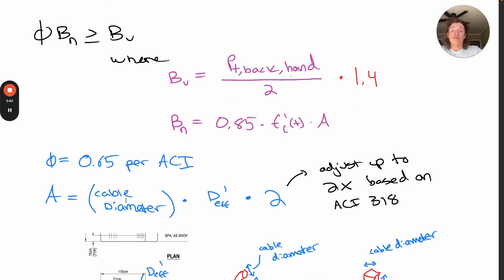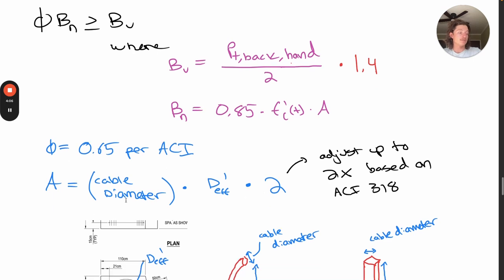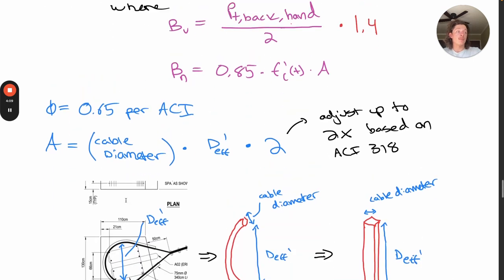So for the cable bearing, we'll use the same service load and factored demand of 1.4 dead load. That's that Bu value. Except we will be looking at a force of a single cable again. So we'll follow the procedure from our anchor analysis, adjusting the bearing capacity, Bn, to reflect our lower compressive strength, f'c, as a function of t. And as a reminder, we can get that single cable force using the PT back hand value divided by 2, because the largest force is coming from the handrail cables.